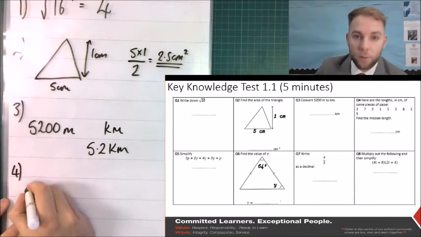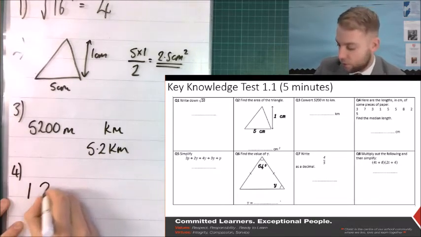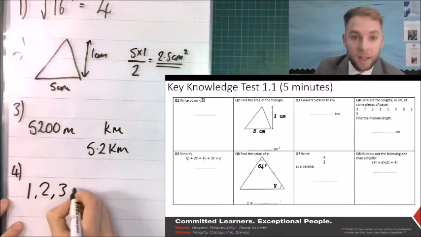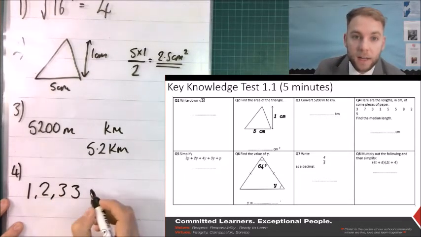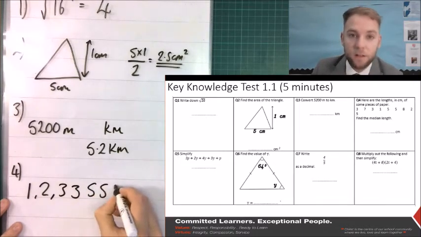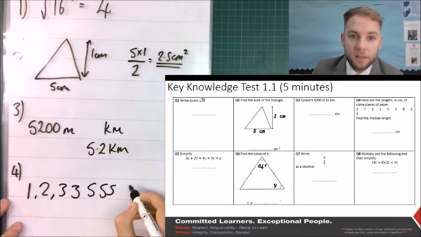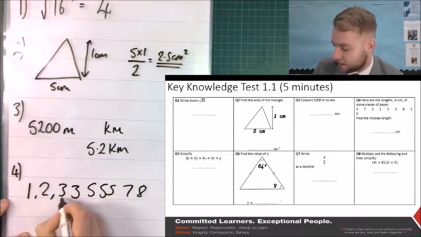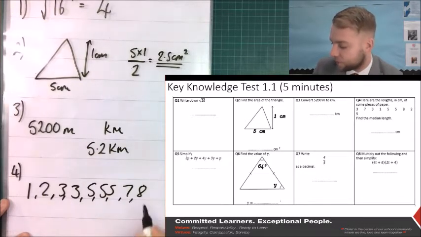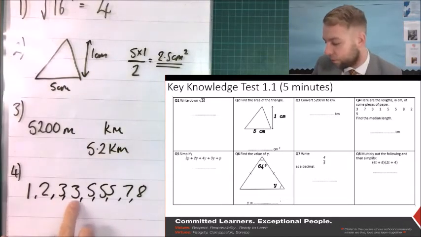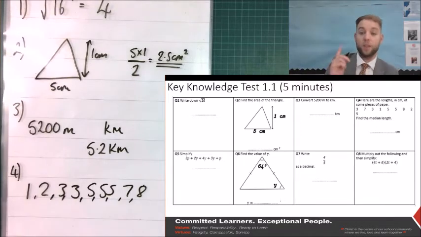So let's go through. We've got 1, 2. You should be crossing these off as well. 3, 3, 5, 5, 5, 7 and 8, is it? 7 and 8. It's hard to see on here. I'm just going to count the numbers to double check. So here I've got 1, 2, 3, 4, 5, 6, 7, 8, 9. Brilliant. So they're in order.